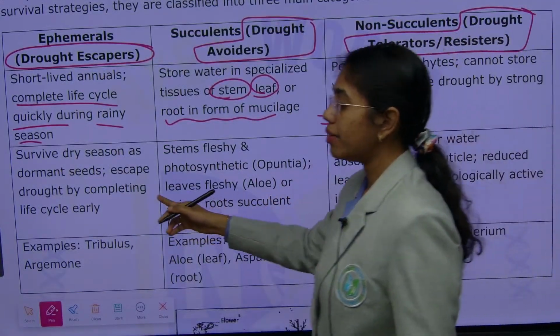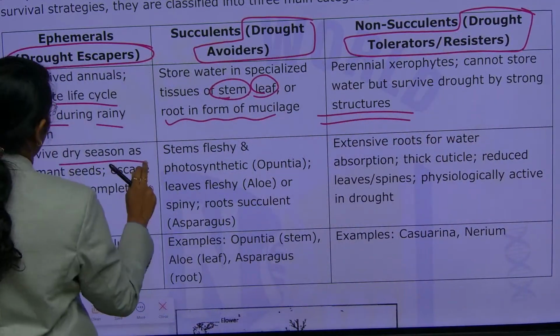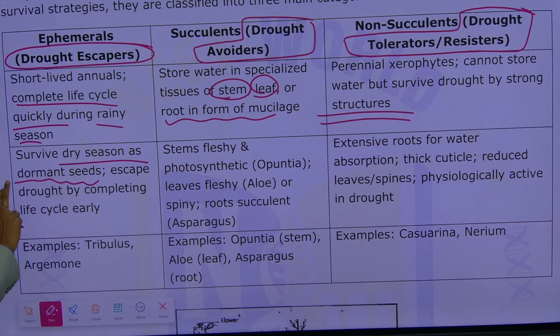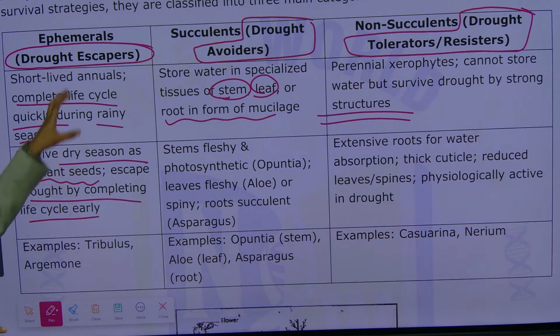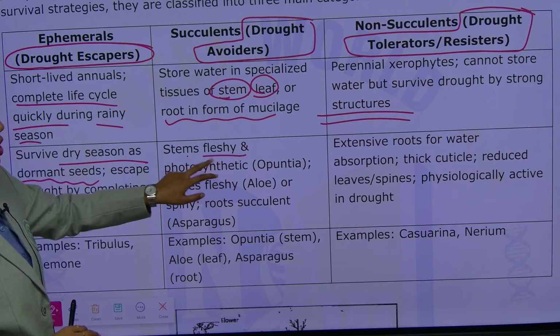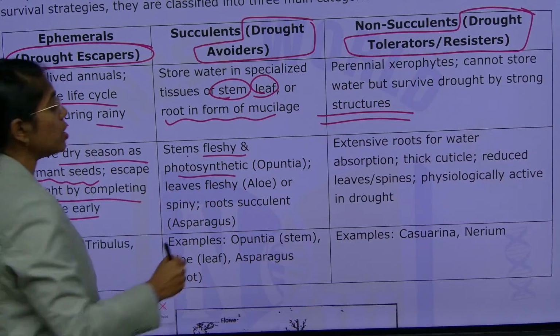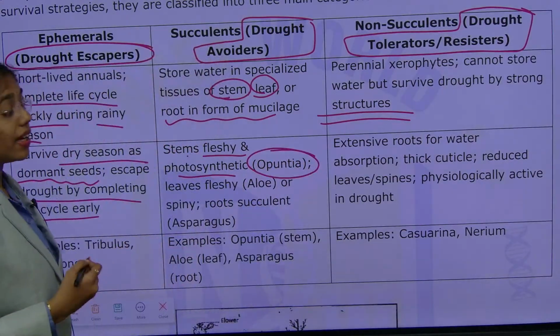Next, the second difference. Ephemerals survive the dry season as dormant seeds. They escape drought by completing the life cycle very early. Succulents are drought avoiders. Their stems are fleshy and photosynthetic. Example is Opuntia. Next, leaves are fleshy.